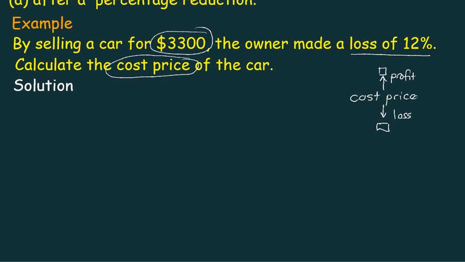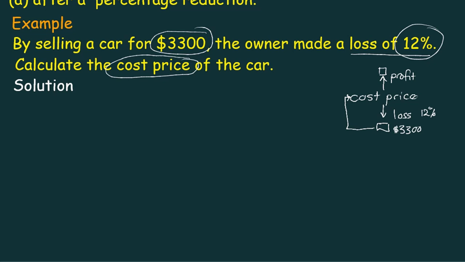So what we want to do here is, we are saying that there's been a percentage reduction, a percentage loss of 12%, so that when it was sold for 3,300, there was a 12% loss. So in this case we want to go back from this $3,300 back to the original value. In our case we're talking about the cost price. We want to go back to the cost price from a percentage loss, percentage reduction. So this is what part A is all about.